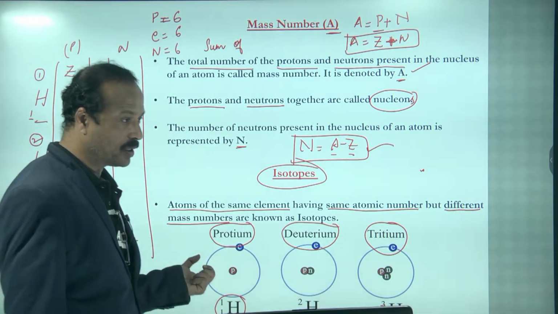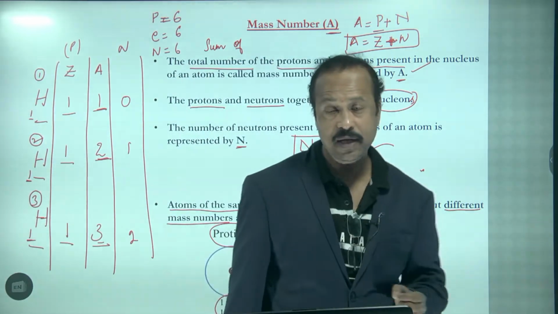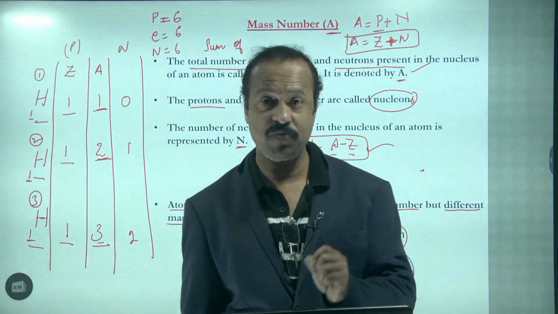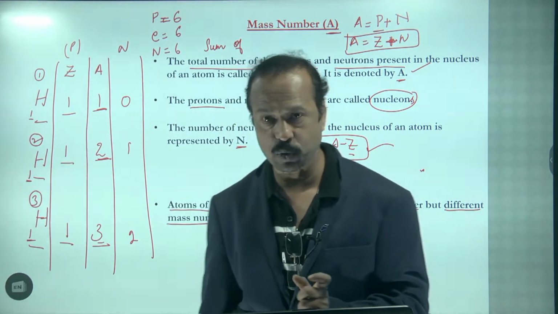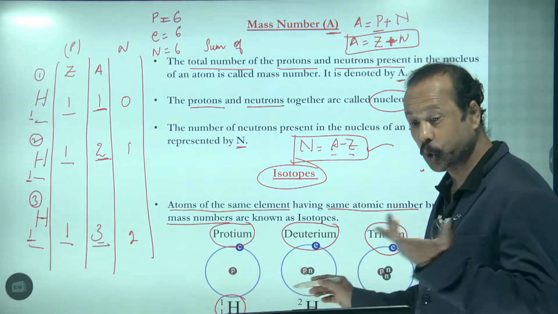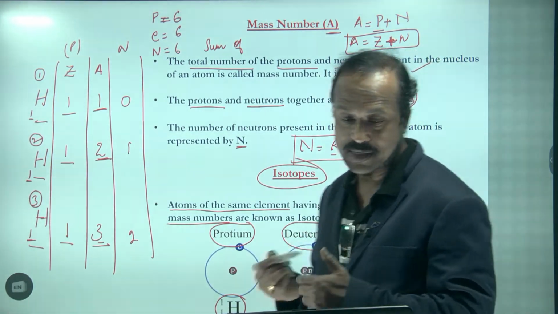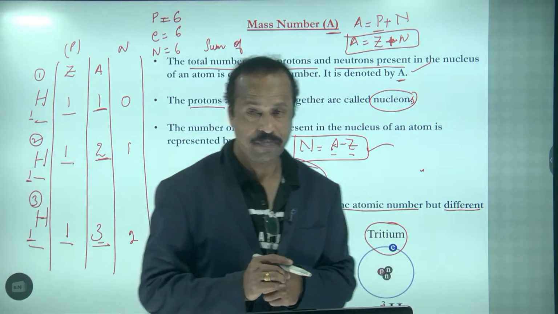So this is isotopes. Isotopes means atoms of the same element with the same atomic number but different mass numbers. Now, are isotopes present only in hydrogen? No. Many elements have isotopes.